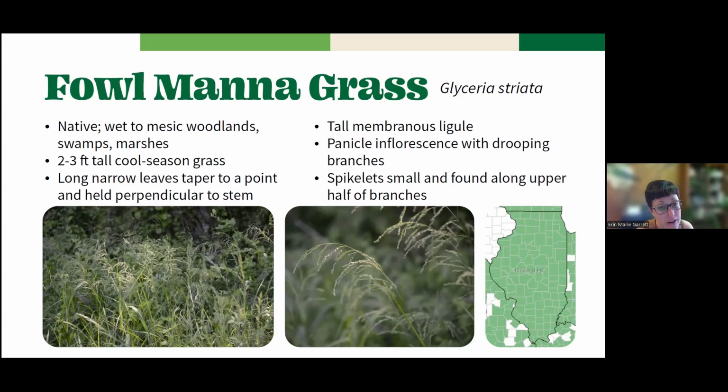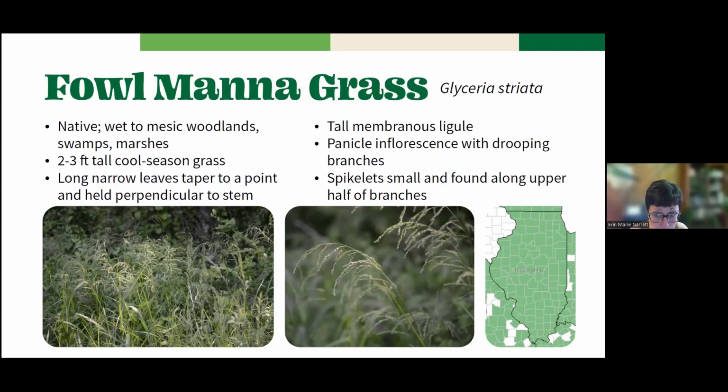You're going to find it in wetter areas, so wetter woodlands, more of a swampy area, a marshy area. This patch that I found was on a low woodland edge, near some ponds. Typically going to stay under 3 feet tall. And this one is going to have longer, narrow leaves that taper to a point and are held not perfectly perpendicular to the stem, but we'll look at some photos. They're held a lot differently than, say, a bottlebrush grass or those weak leaves that I talked about that curve. These are really stiffly held out from the stem.